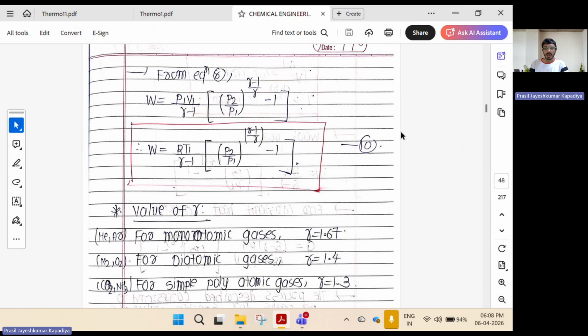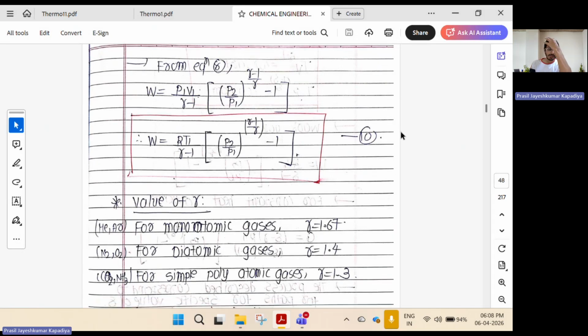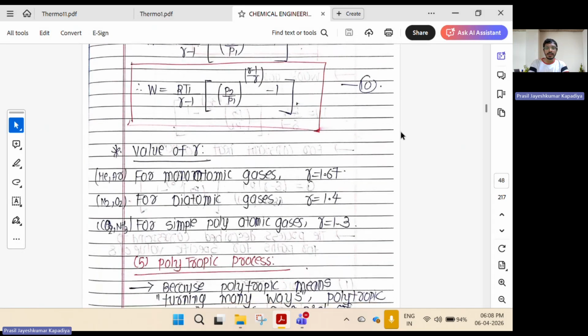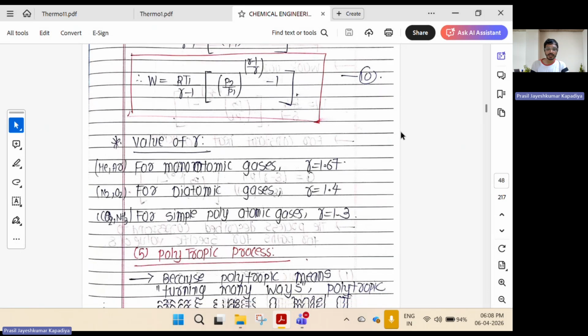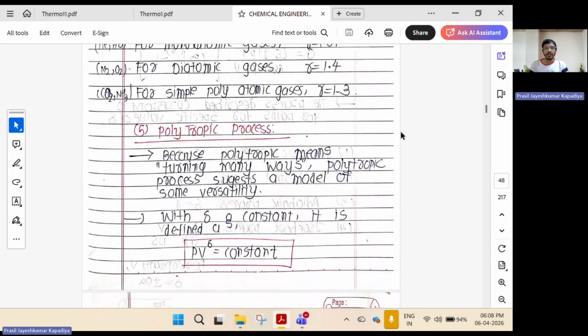Okay, so what is this gamma? Gamma, we have defined it as Cp by Cv. So for any monoatomic gases like helium and argon, gamma can be taken as 1.67. Then for some diatomic gases, N2, O2, gamma can be taken as 1.4, and for simple polyatomic gases, gamma can be 1.3.